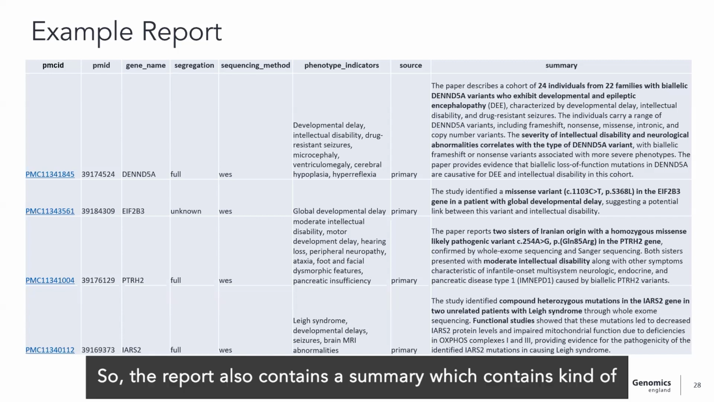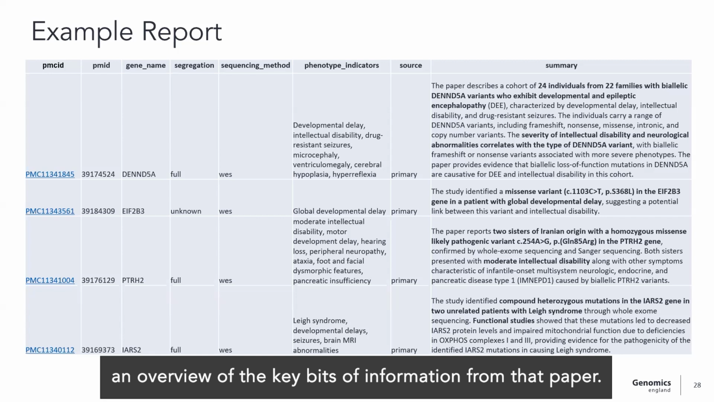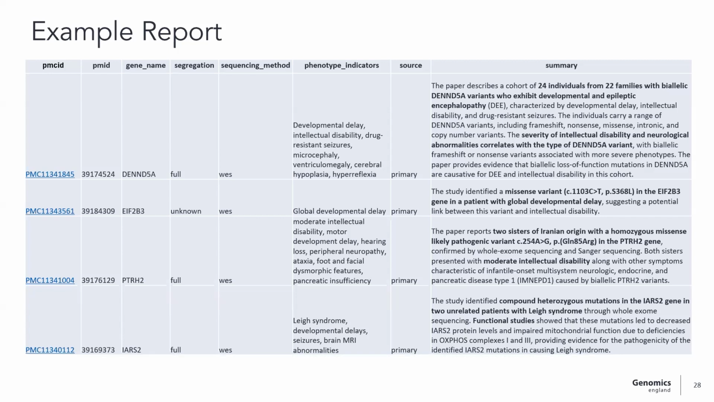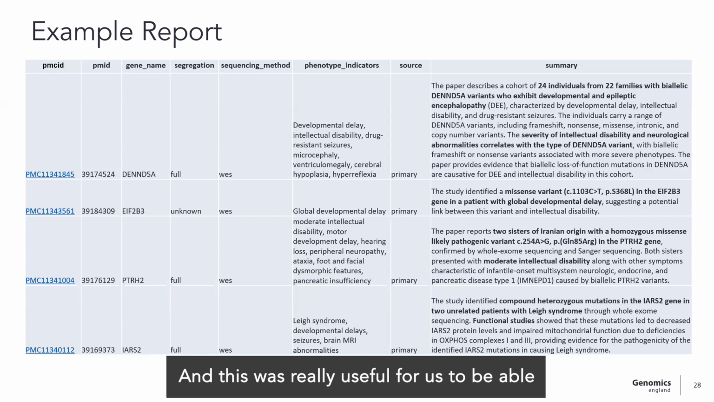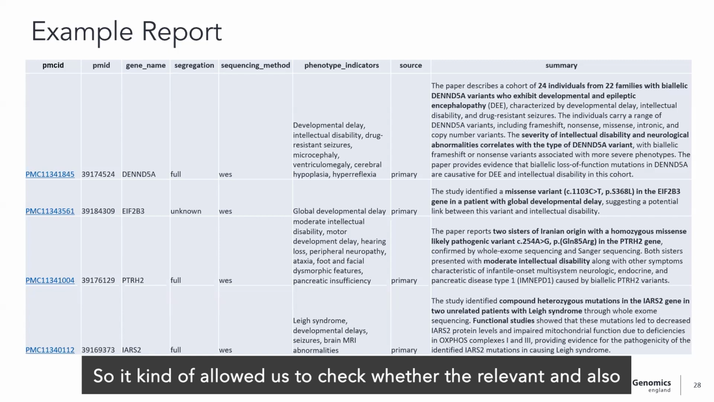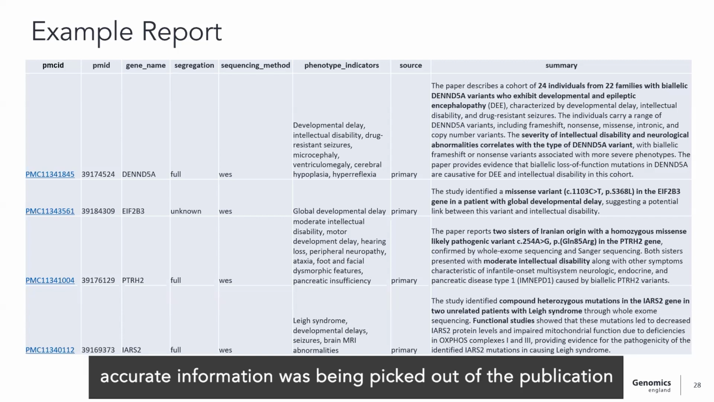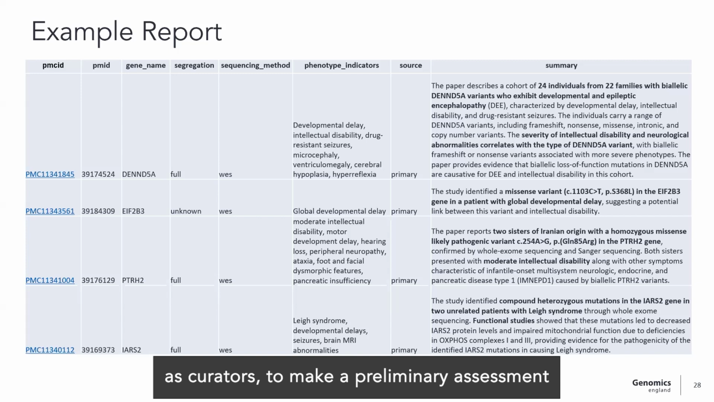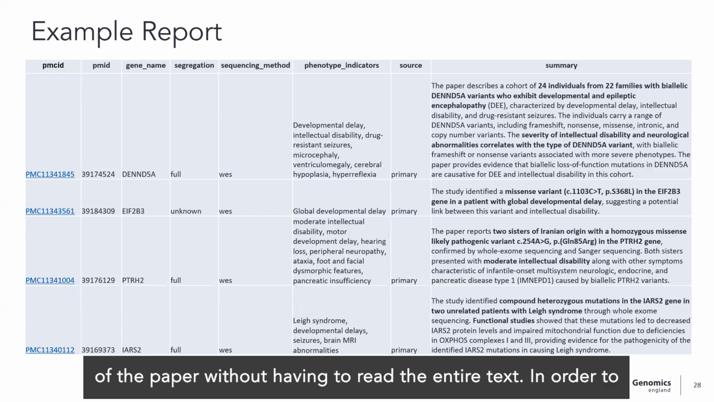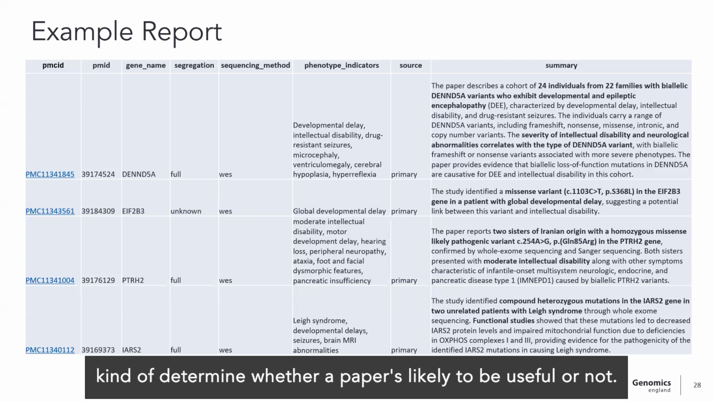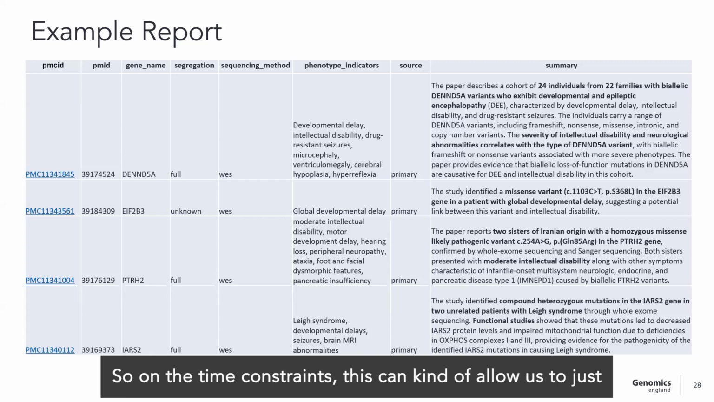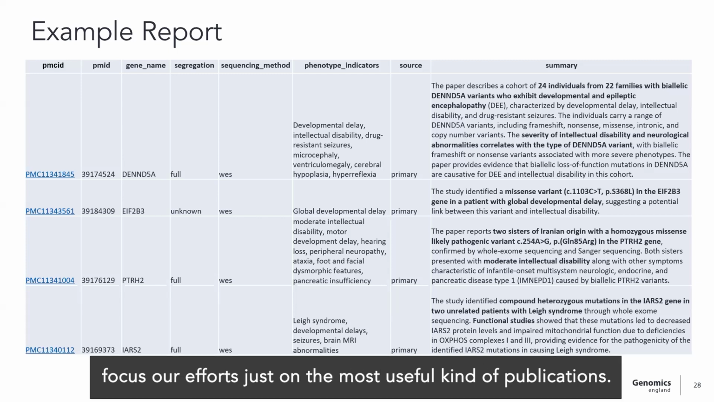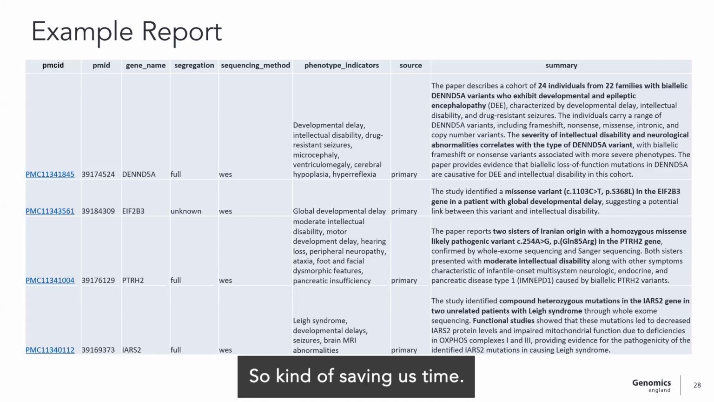The report also contains a summary, which gives an overview of the key bits of information from that paper. This was really useful for us to be able to assess the performance of the pipeline. It allowed us to check whether the relevant and accurate information was being picked out of the publication. It also allows us as curators to make a preliminary assessment of the paper without having to read the entire text, to determine whether a paper is likely to be useful or not. So under time constraints, this can allow us to focus our efforts on the most useful publications, saving us time.